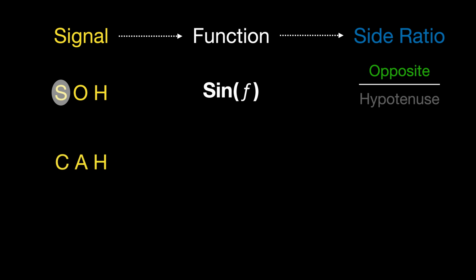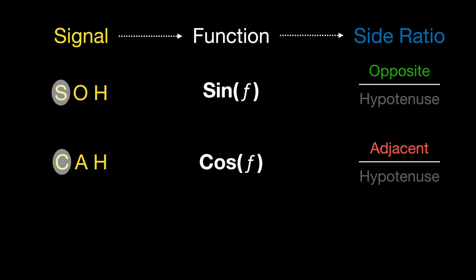The signal for cosine is CAH, and again, the C tells you that it's cosine. So we have the cosine of the angle, and the side ratio is the adjacent side over the hypotenuse side. Notice C means cosine, A is adjacent, and H is hypotenuse. So think, that's what the signal shows. S is sine, O is opposite side, H is hypotenuse.